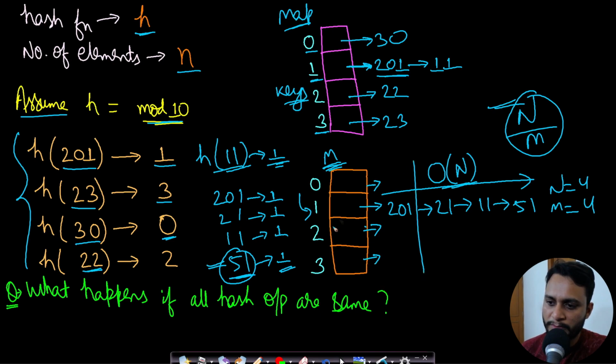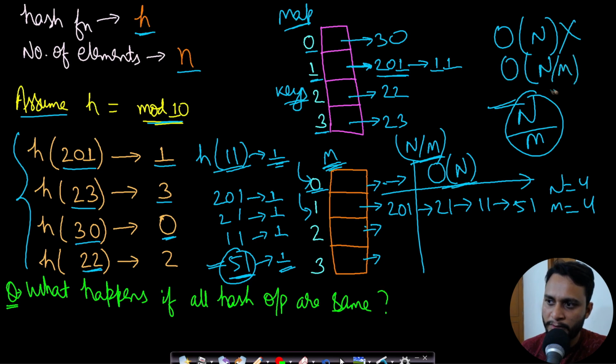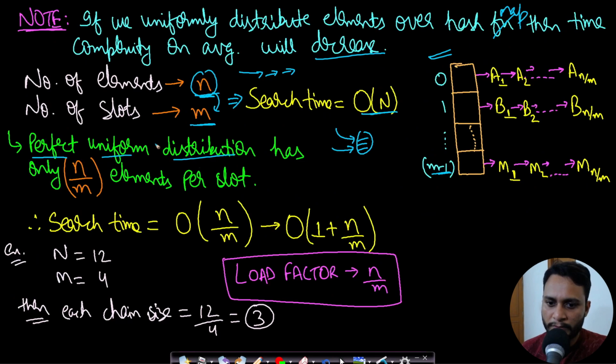Now the searching becomes much faster due to this equal distribution, because even if you hit a key and there are multiple elements, you will get a maximum of n by m elements in a single linked list for each key. Therefore, the worst case time complexity will not be order of n in this case. It will come down to order of n by m, because the longest linked list possible, when you have a perfect uniform distribution, will only be n by m. Therefore, the time complexity will also be order of n by m. So this is how you can decrease the search time. It will now be order of n by m.